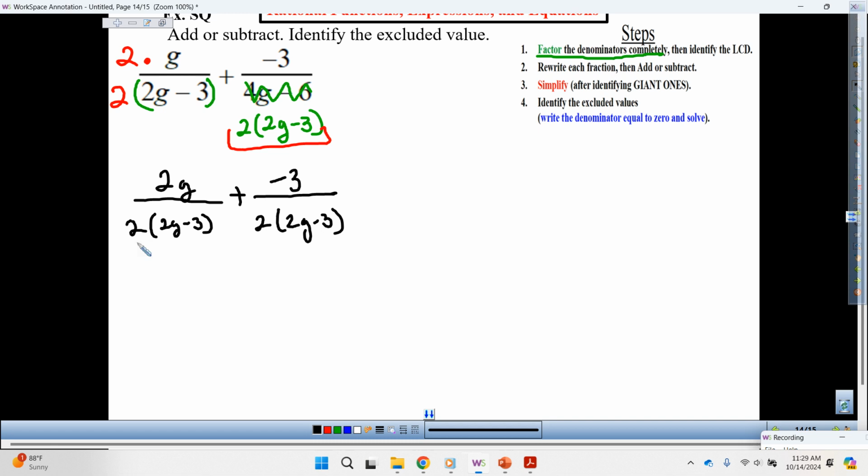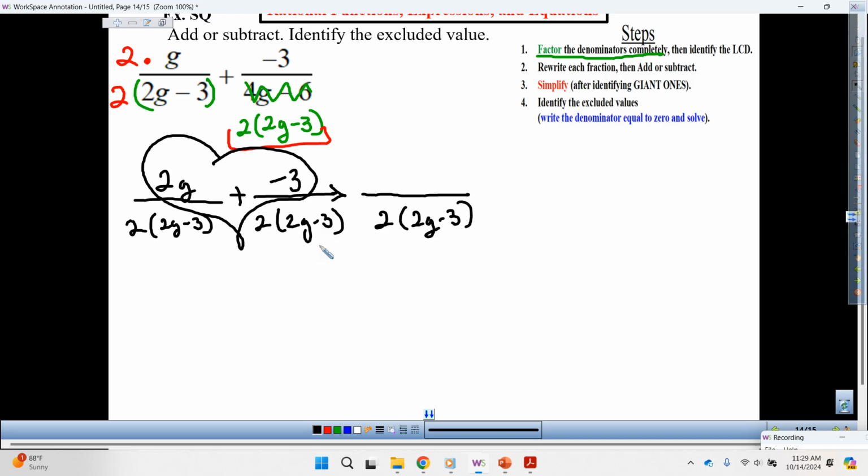All right, so since we have a common denominator, can we add? Yes, Mr. Q. What's our common denominator? 2 times 2g minus 3. Let's add. That means we're going to focus on the numerator. What do I write for the numerator? Tell your neighbor. What do I write for the numerator? Yeah, 2g minus 3.